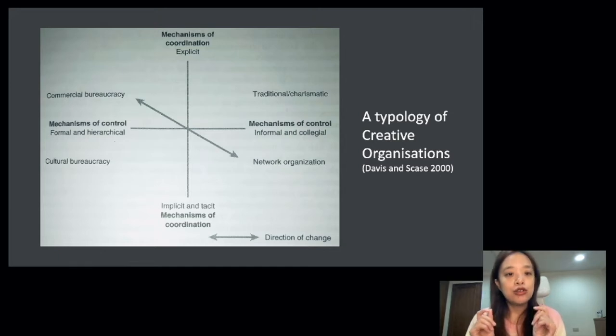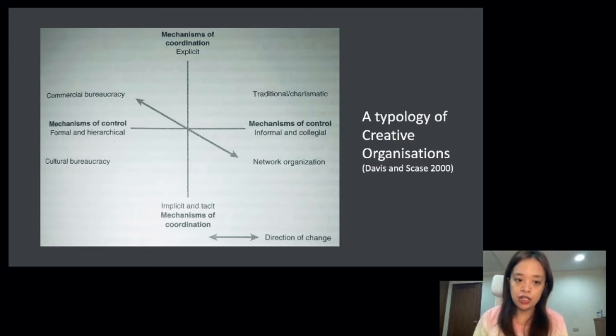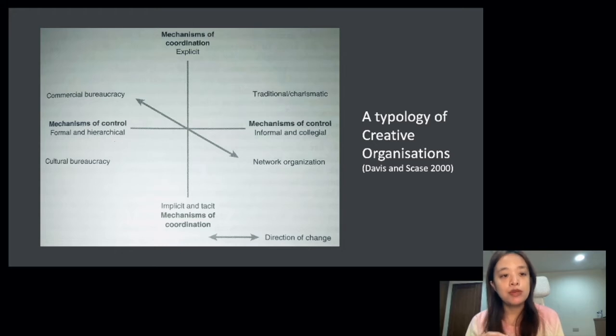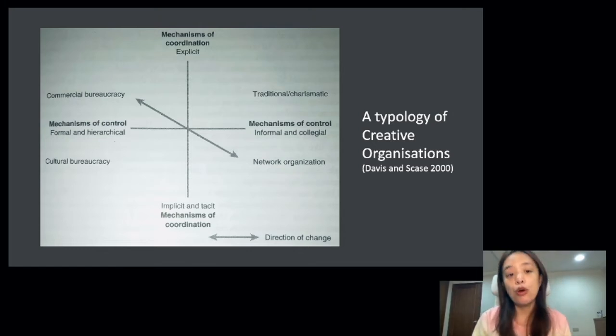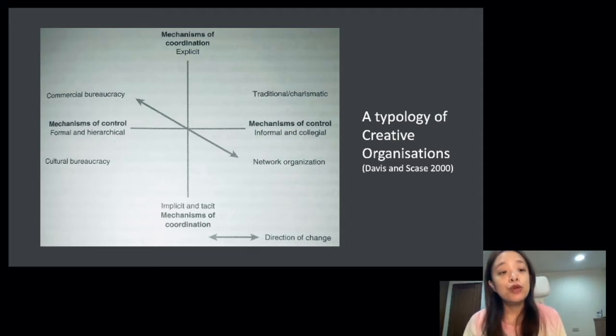And then let's look into the more implicit mechanism of coordination. So there's less coordination in those organizations. And if they also come with a more formal and more hierarchical type of mechanism of control, what we could think of is cultural bureaucracy, such as foundations, or museums potentially, which don't actually require that much coordination within, but have hierarchies as the mechanism of control. It could be more top-down, more formal. So that is what we usually refer to as cultural bureaucracy.